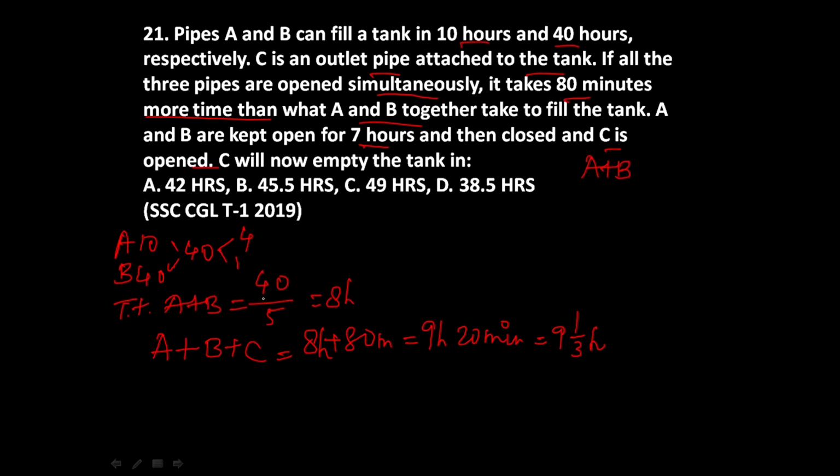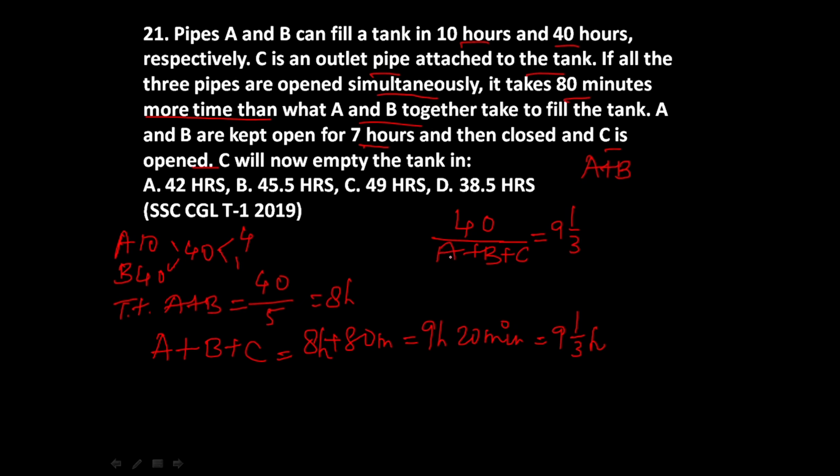So what does this 9 and 1 by 3 represent? It says A, B, C together. Look at this carefully. 40 is the total work. Here it is A plus B plus or minus C. Actually it's minus C because it's a draining pipe. So 40 upon A plus B plus C equals 9 and 1 by 3. This is the equation.